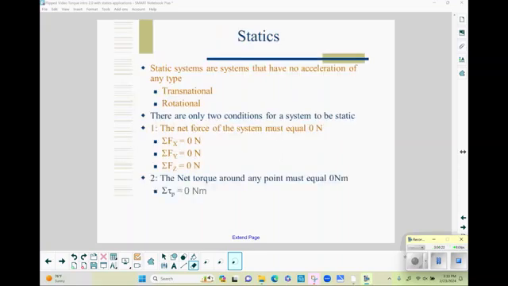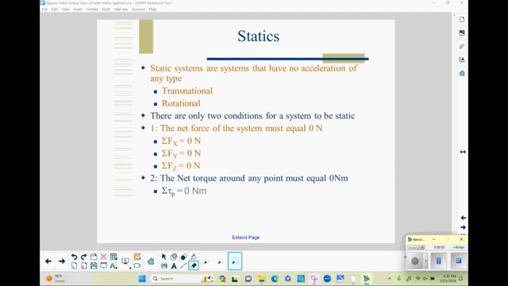One of the simplest situations that we're going to look at is known as a static system. Static systems are a classic situation that we deal with: bridges, buildings, and roads. These are all structures that have no motion. That means they have no acceleration. And a static system is any situation where there is no acceleration of any type. That means there's no translational acceleration, there's no centripetal acceleration, and there's no rotational acceleration.